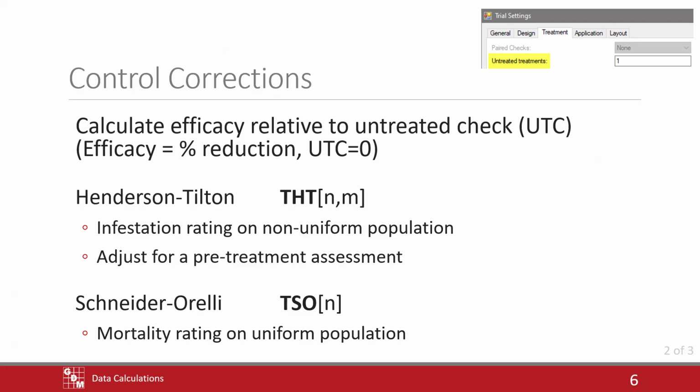You go out and take an assessment. So you have a before and after. And so that calculation adjusts for that pre-count in order to get a slightly different efficacy evaluation there. And then Schneider or Relly, that one is when you're doing mortality, assuming that of course you have a uniform population. So those are other offerings depending on the type of research you're doing, that are all available in ARM.